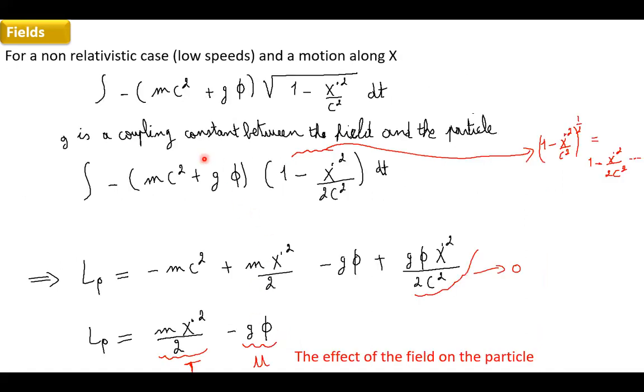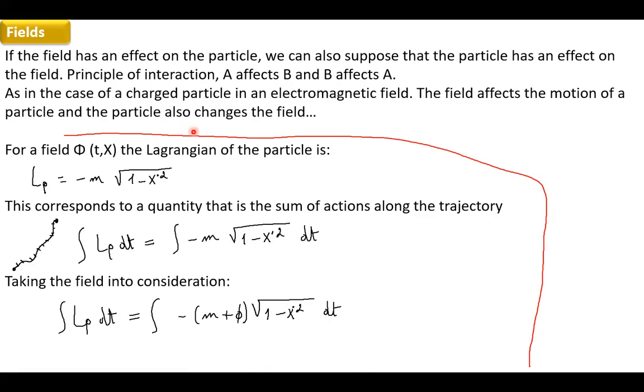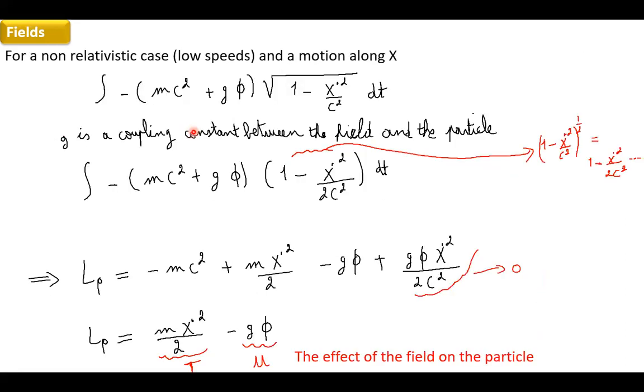Okay, so if we take this action here and we calculate the approximation as a non-relativistic approximation, the Newtonian case, which is calculated at low speeds, and always considering a motion along x so we will not complicate the equations too much, it's the integral of, here we should add the c squared, because we need a c that is different from 1 here in order to calculate the approximation.